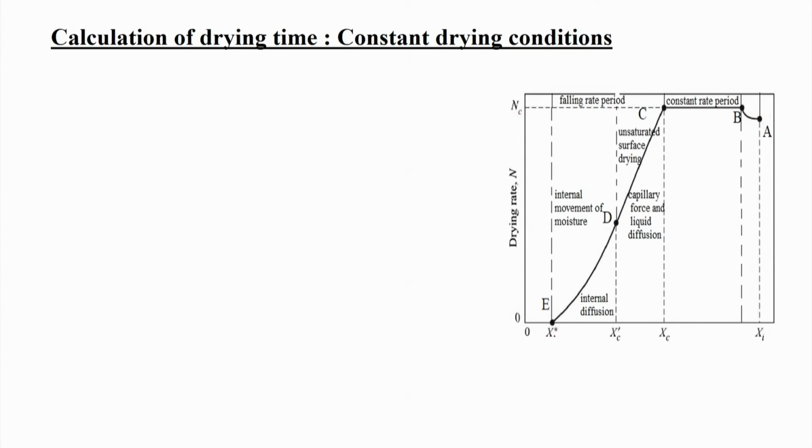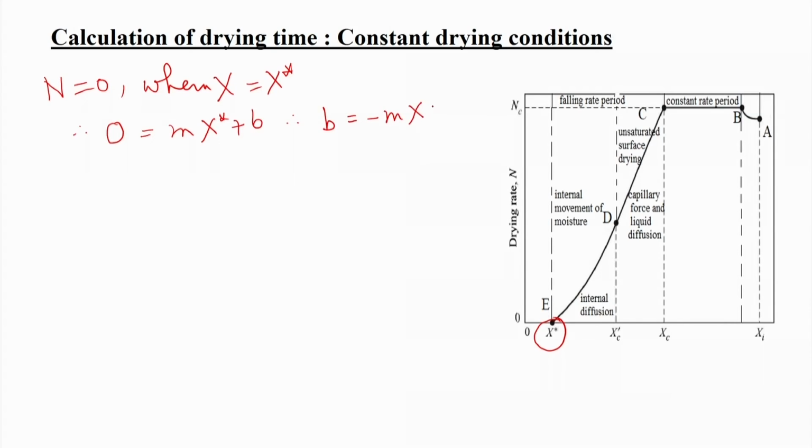Now, whenever it reaches X star, the equilibrium moisture content, the drying rate N will be 0 when X is X star. So whatever N = m·X + b we have mentioned, that will be N = m·X* + b, or from here we can say b = −m·X*.